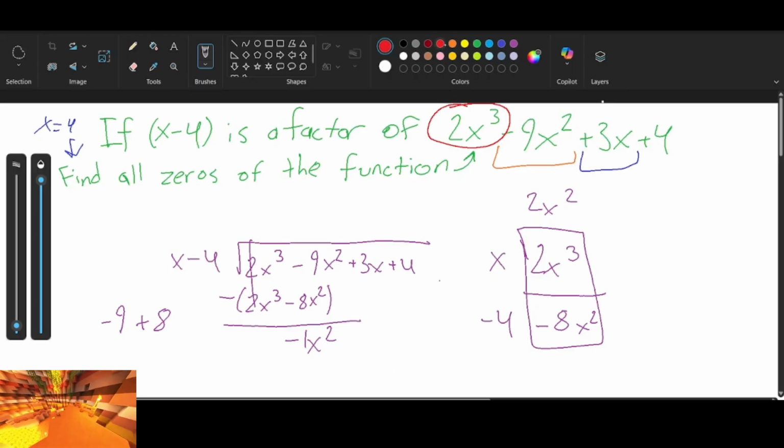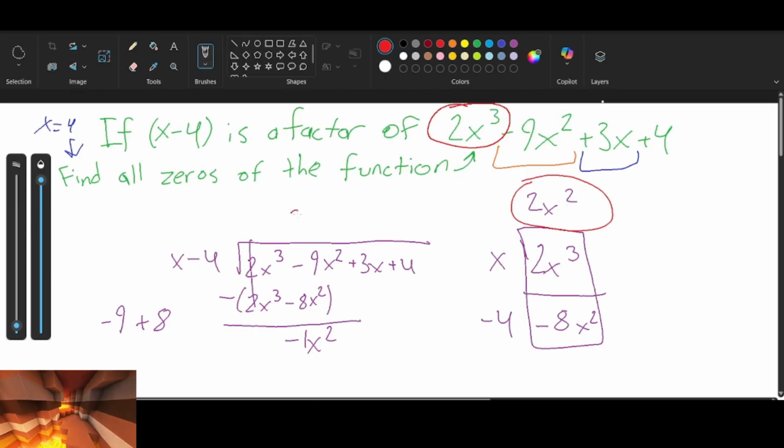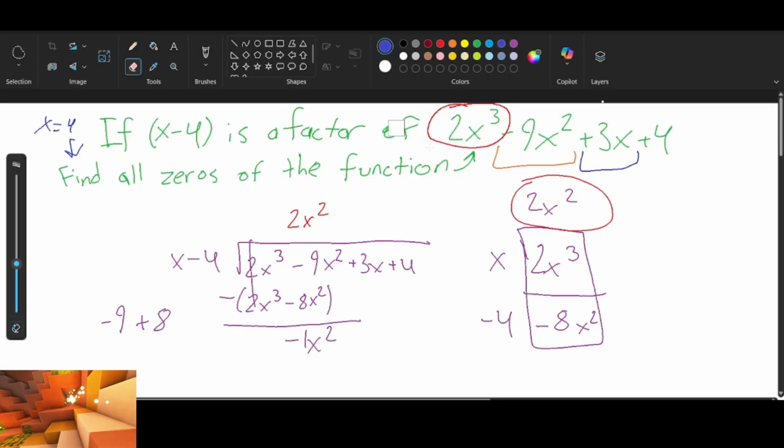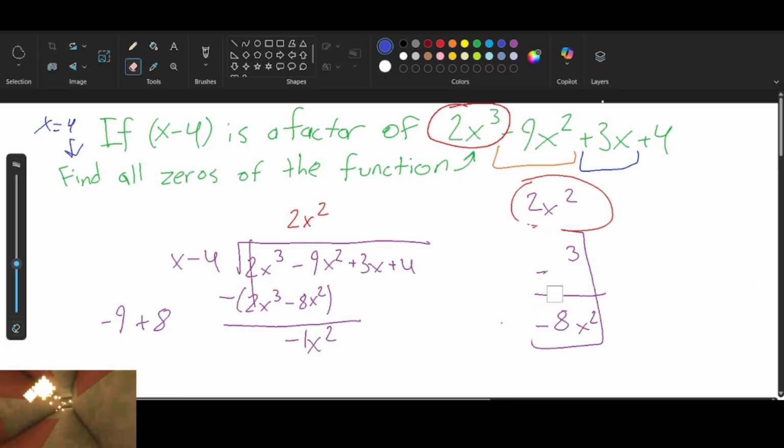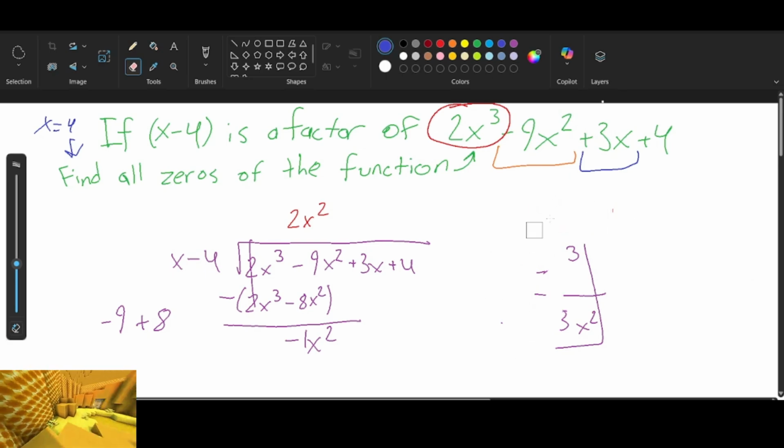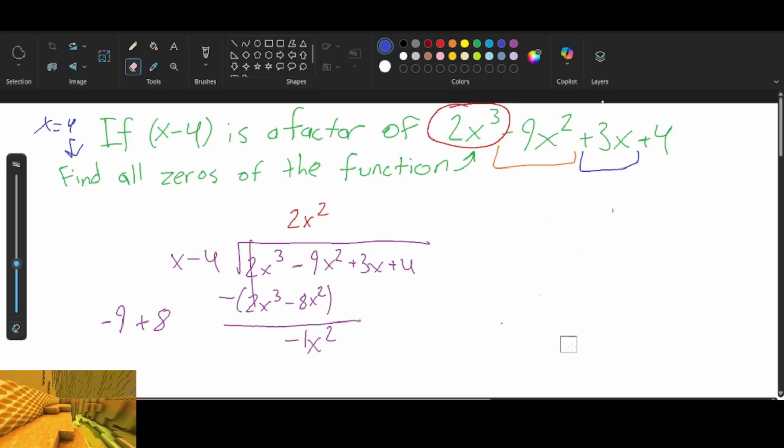Another thing, you know how I got this 2x squared? I'm going to write that as part of my answer up top. So now I can move on. I'm going to erase my box just so I can have the room. Might have to scroll down as well.